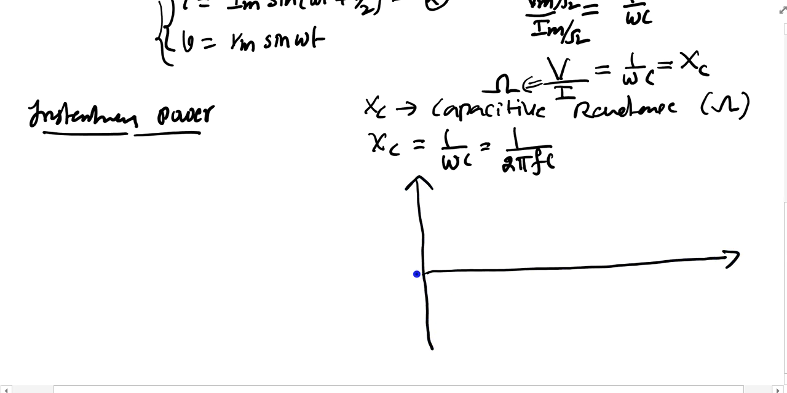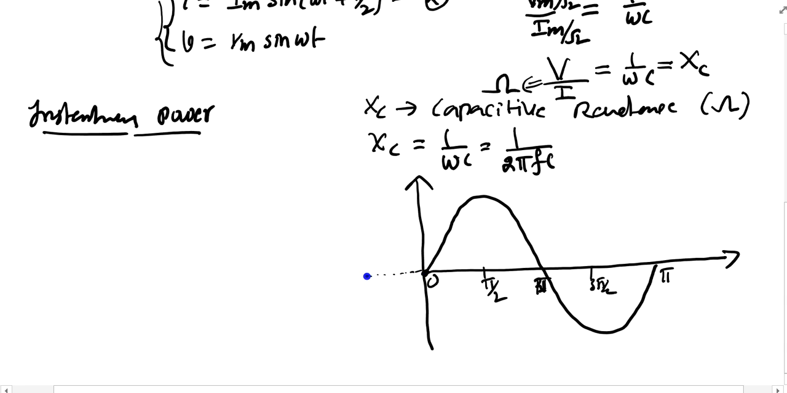If you take the voltage here, it is simply Vm sin omega t. There is no issue with this. You are getting 0, pi by 2, pi, 3 pi by 2, 2 pi, something like this. The axis is also in the negative direction.